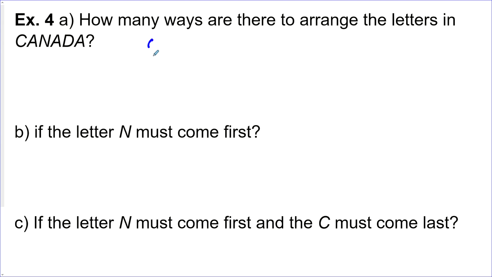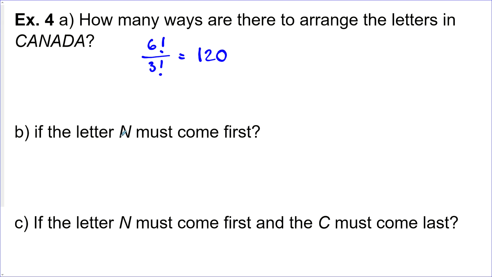How many ways are there to rearrange the letters in Canada? So we have 6 letters, and there's 1 C, there's 1 N and D, but there's 3 A's. So we'll divide by 3 factorial. That gives us 120 ways to arrange those letters.